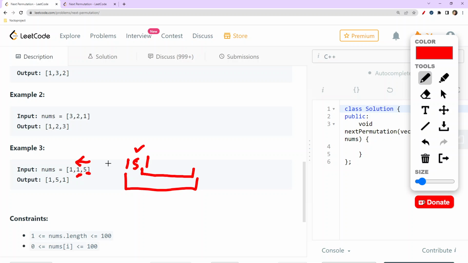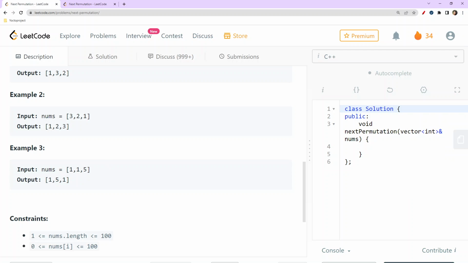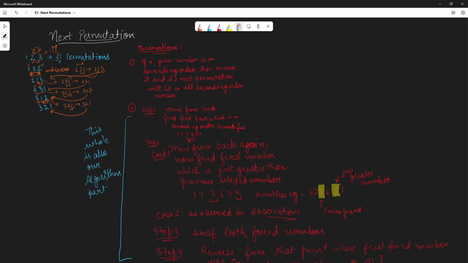So this is how I gave you the brief idea of what is required to be done in that particular algorithm. Somehow you would have got the idea, but now let's make it clearer. So here's the thing, how I can explain the same. If we take the example 1, 2, 3, then how many permutations could we have? We could have 3 factorial permutations, right?